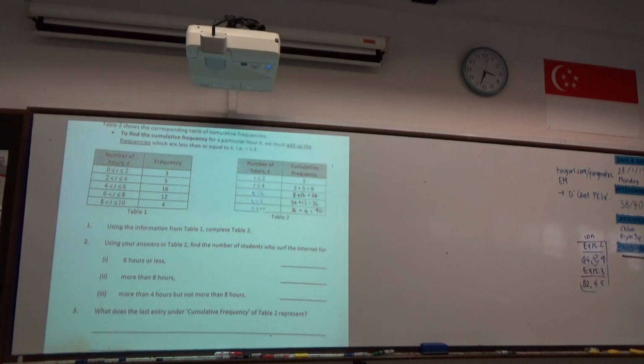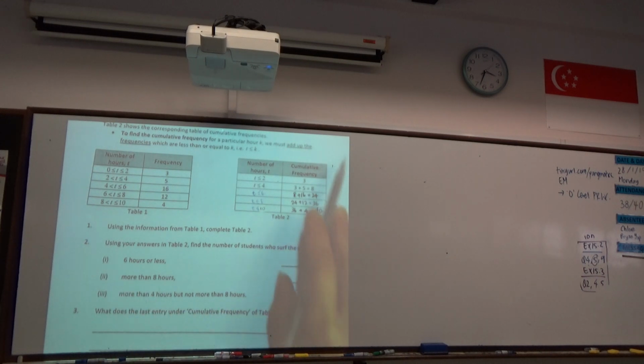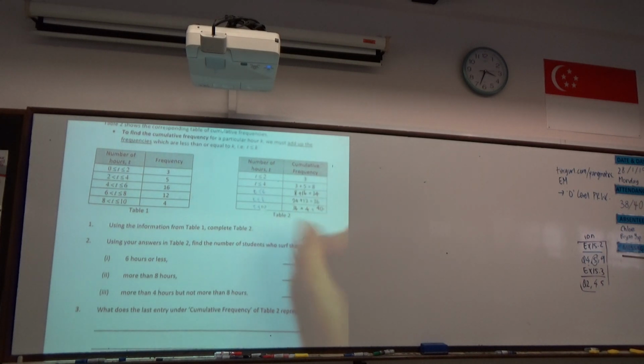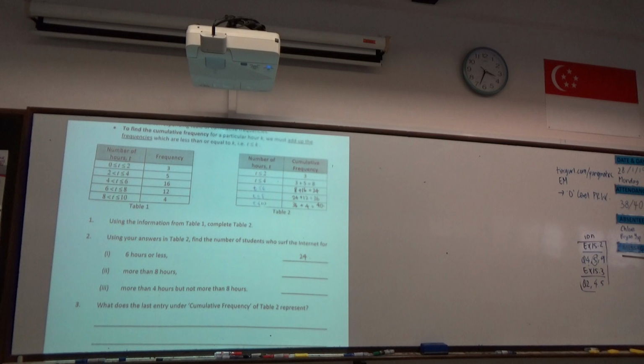Question 2. You want to find the number of students who surf the internet for 6 hours or less. So we refer to the cumulative frequency table. 6 hours or less means it is 24. So 24 students surf the internet for 6 hours or less. This number is given. This chapter actually is not too difficult, just simple calculations.